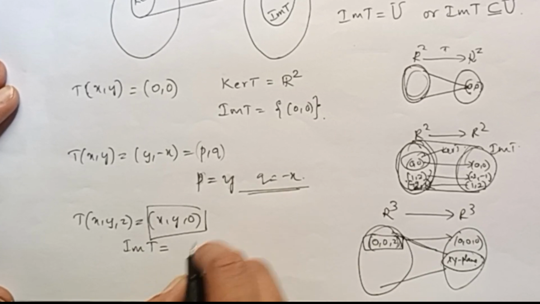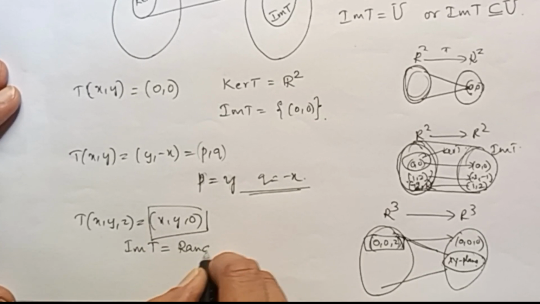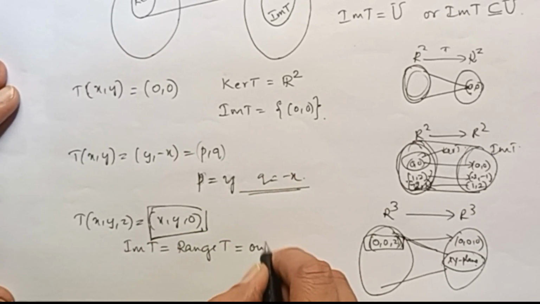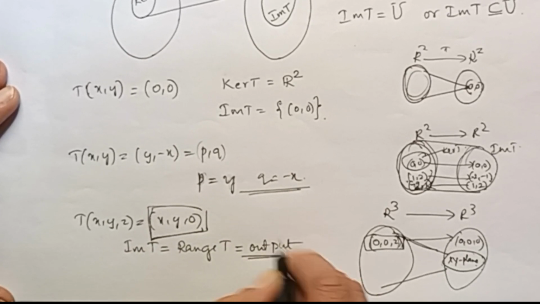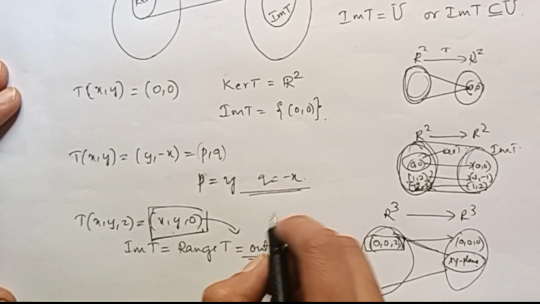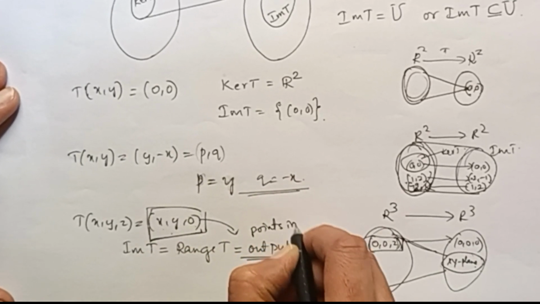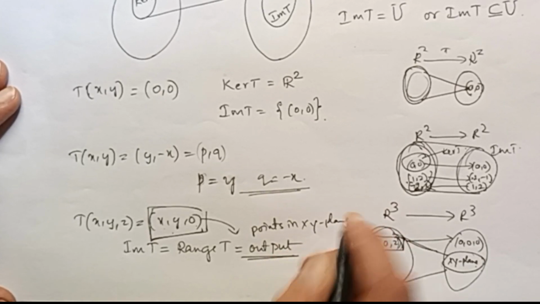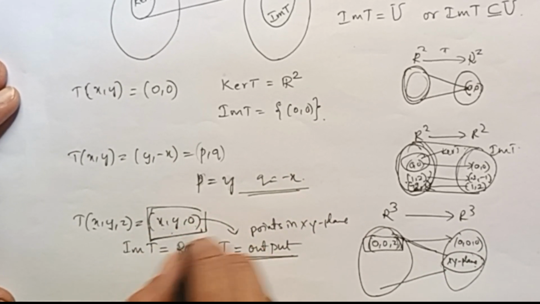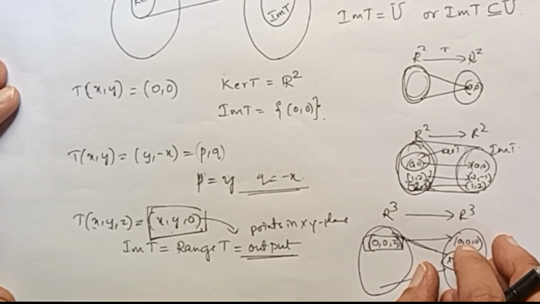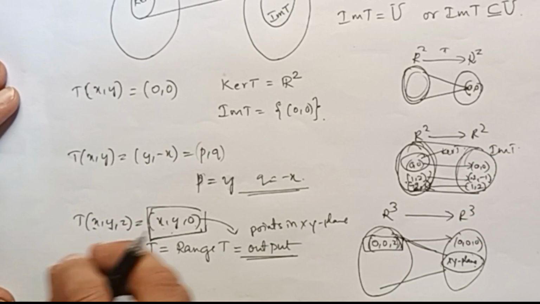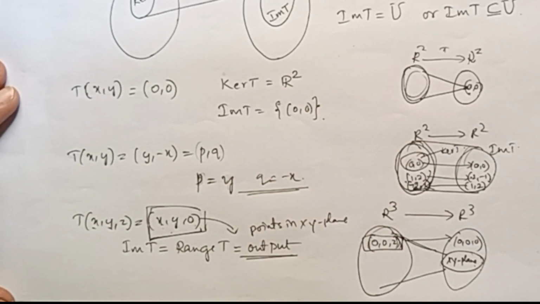No other element will you get as an image, because the image of the transformation T is nothing but the range of that transformation. Range means you have to look at the output. All possible outputs here are of the form x comma y comma 0, which are points in the xy plane. So remember, xyz is the input, xy0 is the output. If you collect all outputs, then you will get the image of the transformation. If you collect those inputs which map to 0, then you will get the kernel of the transformation.